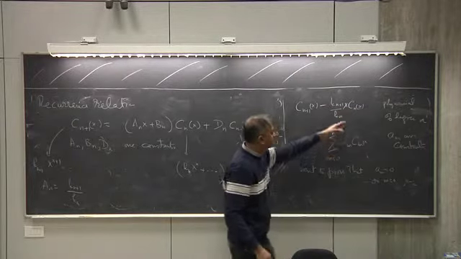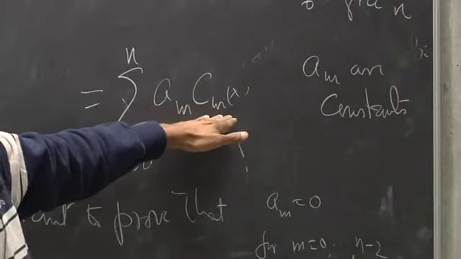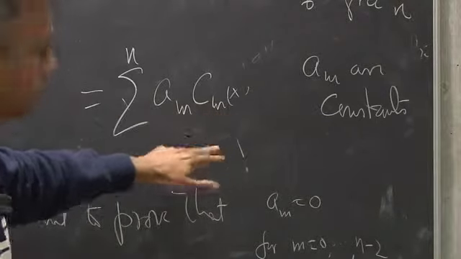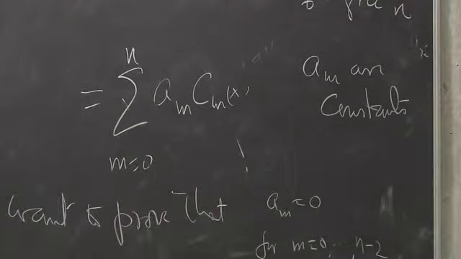Because I'm just expanding. This is an nth degree polynomial, I'm expanding in terms of this basis of polynomials. And so these are just constant coefficients. Okay, so this is what you want to prove. So how will we prove that?